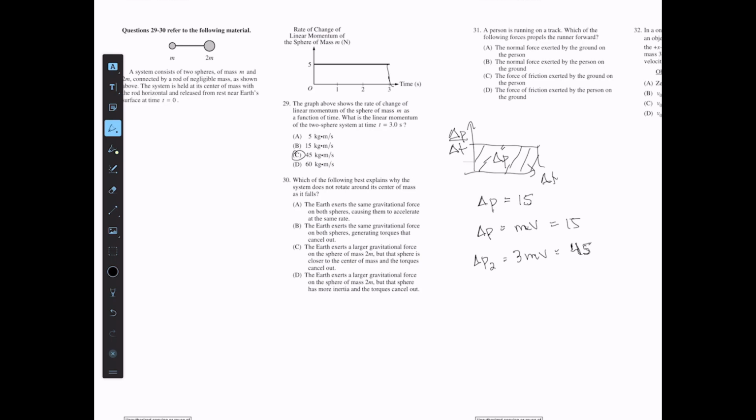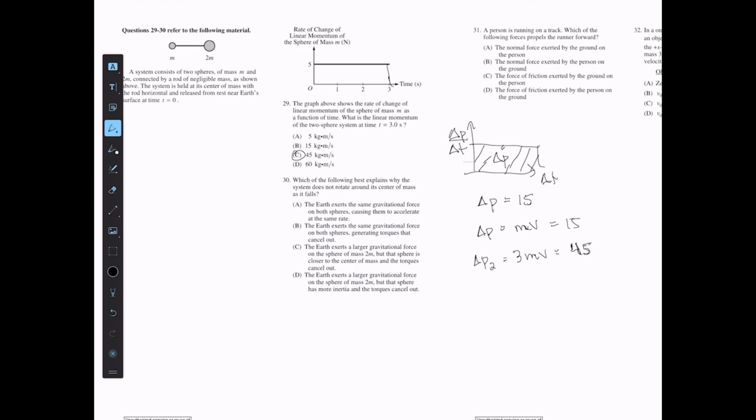Which of the following best explains why the system does not rotate around its center of mass as it falls? The Earth exerts the same gravitational force on both spheres, causing them to accelerate at the same rate. No, it doesn't. It exerts a greater force on the larger sphere because the larger sphere has more mass, and the acceleration due to gravity is going to be constant. So the force of gravity is greater on the larger mass.